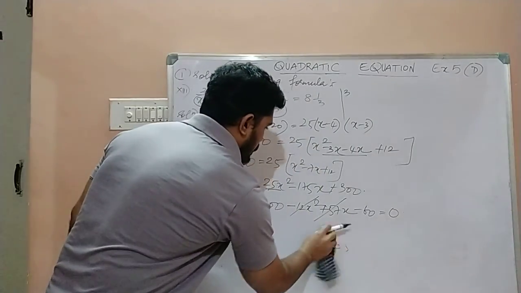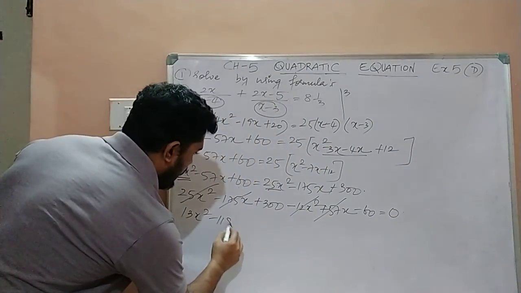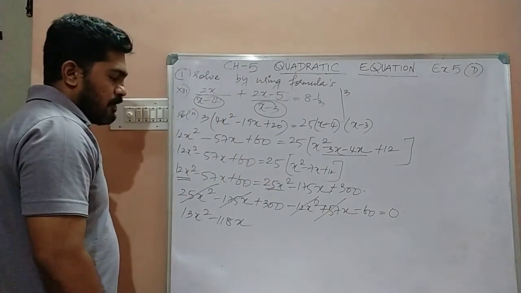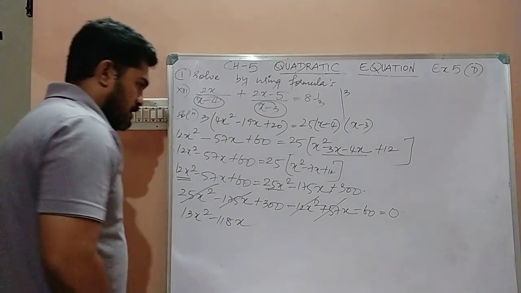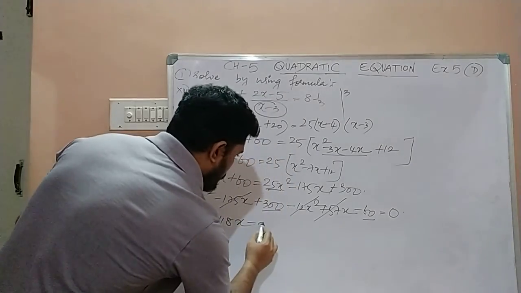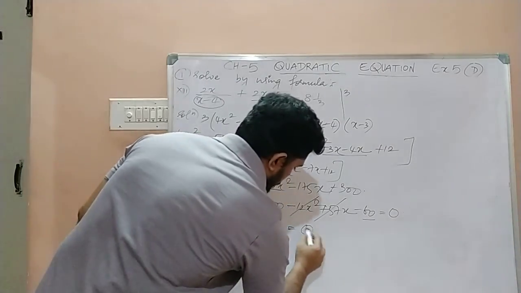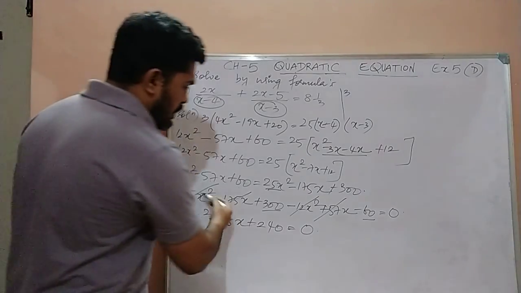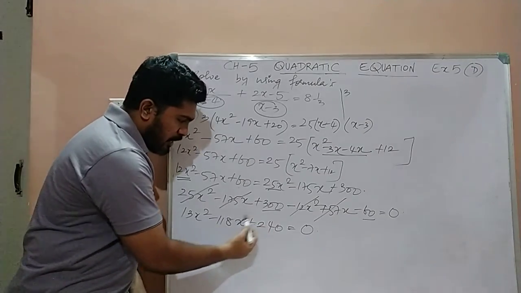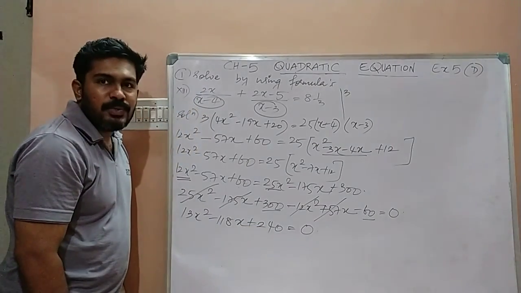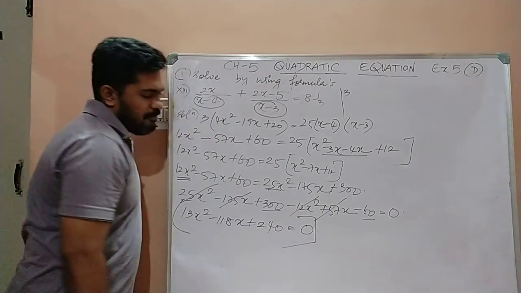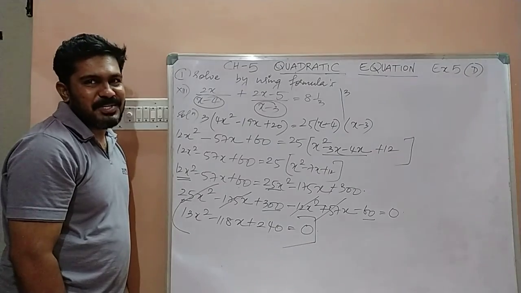Isn't it? So children, minus 175 plus 57 is how much? Minus 118x. Then 300 and minus 60, how much is it? Plus 240, which is equal to 0. So children, the entire equation has been simplified. Do we have anything common in 13, 118 and 240? I don't think so, isn't it?